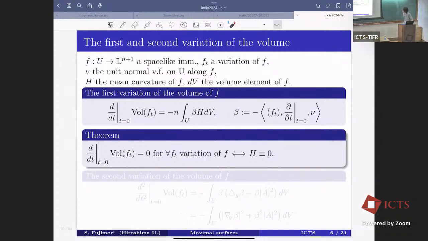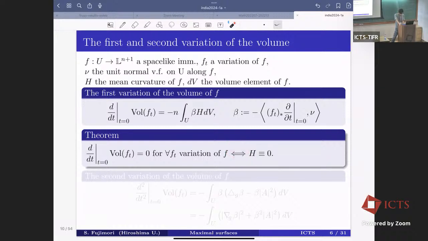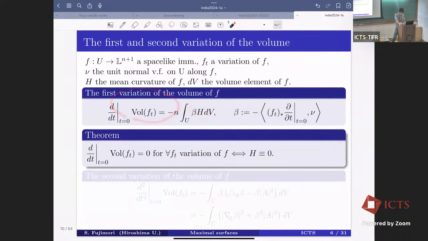And using this variation formula, we can say this. So this first variation is equal to 0 for any variation of f if and only if this is the mean curvature. The mean curvature of the original surface is identically 0. So this direction is obvious, because if H equals 0, then this is always 0. But the other direction is not really trivial.